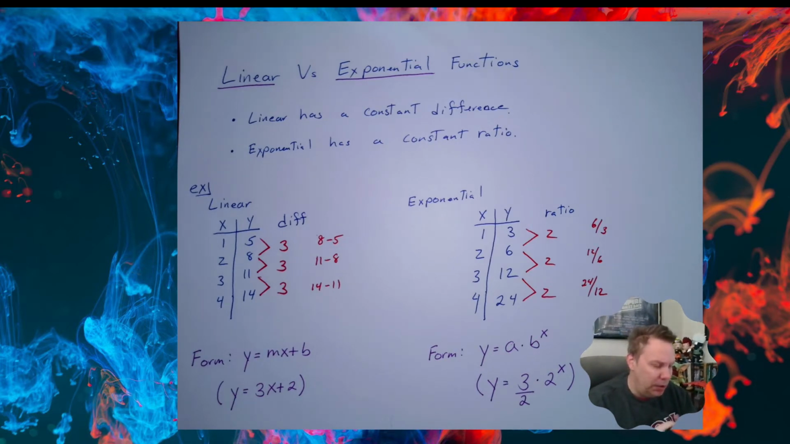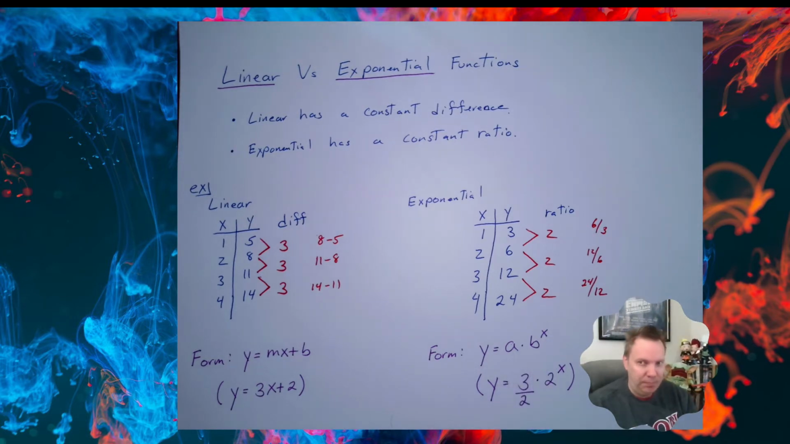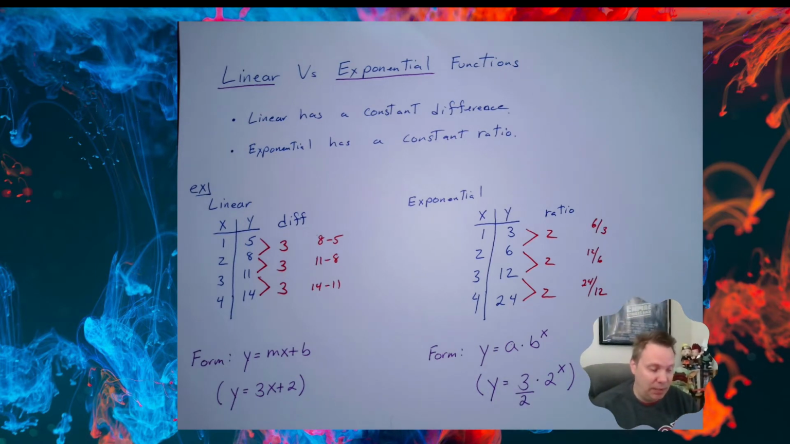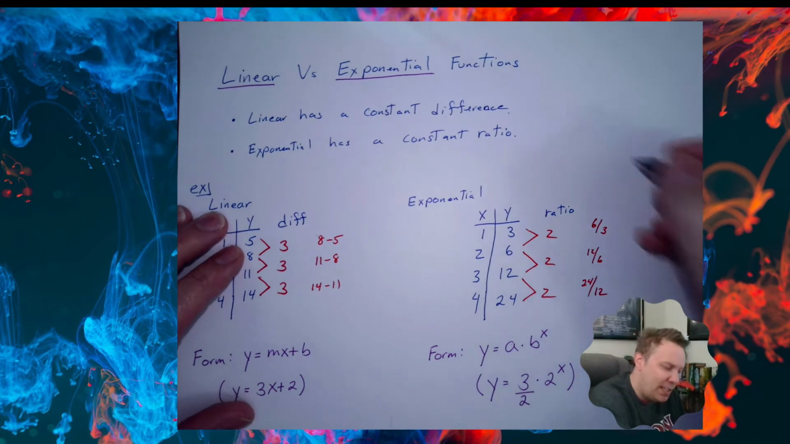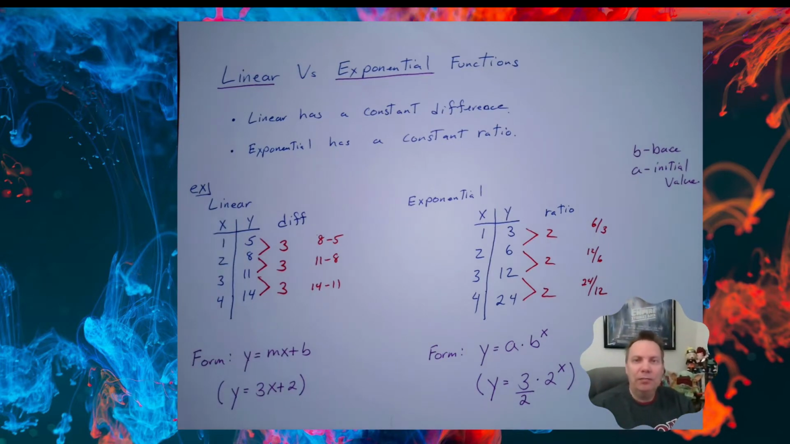So what I would like to do is talk about the form of an exponential function. Exponential functions have the form a times b to the x power. b is called the base. a is the initial value of this function. So let me write this up here. b is the base, and a is the initial value of the function.